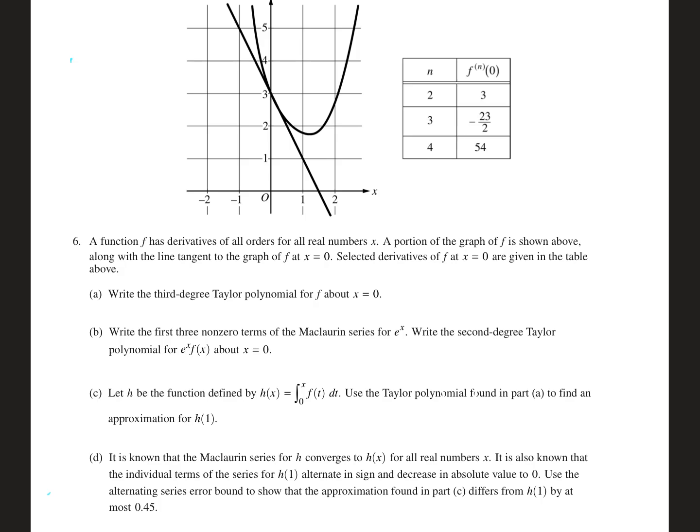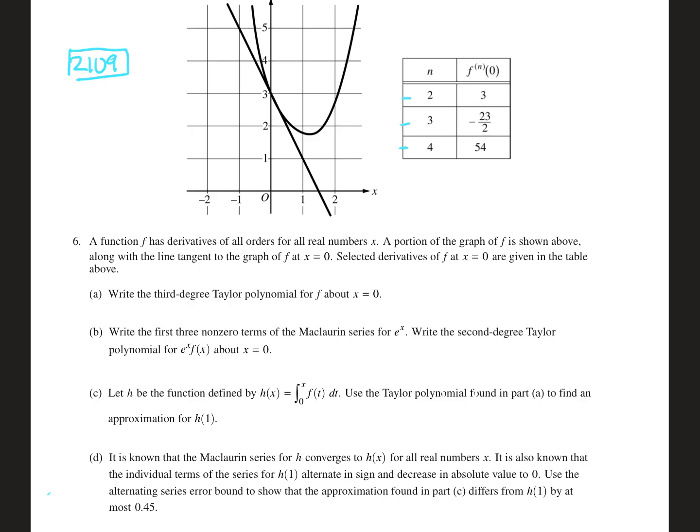All right, this is the 2019 question 6 on the FRQs. We're looking at the Taylor polynomials problem. A function f has derivatives of all orders. A portion of the graph is shown above, along with the tangent line at x equals 0, and derivatives are shown in the table above. So this would be the second derivative here, the value of the third derivative, the value of the fourth derivative.